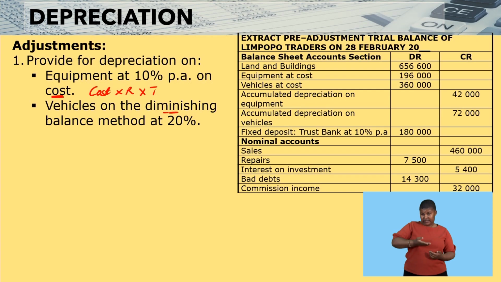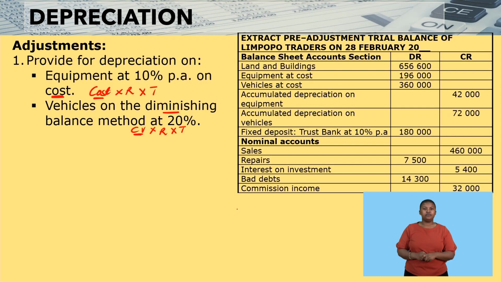Then the next method is the diminishing balance method. I'm going to write it down here. With the diminishing balance method, we will now take the carrying value. So with the diminishing balance method, it is the carrying value times the rate times the time. So the difference is with the cost price method, we use the cost, but with the diminishing balance method, we use the carrying value. Now we need to calculate depreciation so that we can show it in our statement of comprehensive income.